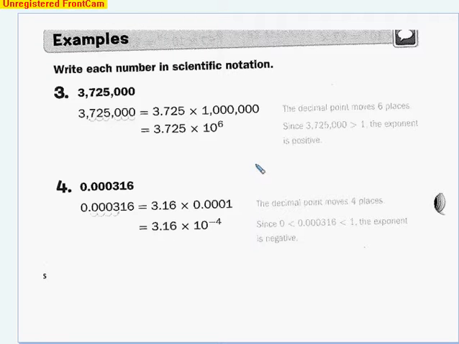So 3,725,000 can be written as 3 and 725 thousandths times 10 to the sixth. For number 4, we have a negative exponent because this number is less than 1. We need our decimal point to go between the 3 and the 1, so we have a number between 0 and 1. So we would have to move it 1, 2, 3, 4, and that's how we got the negative 4.